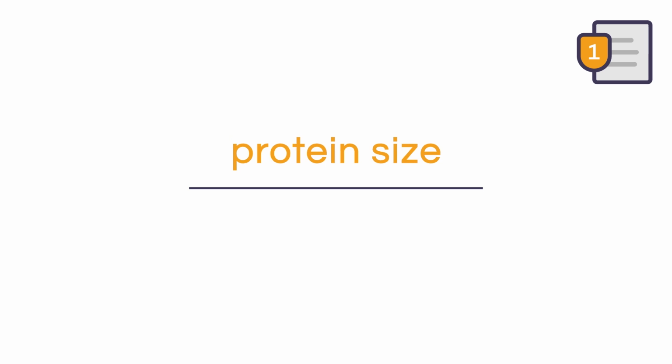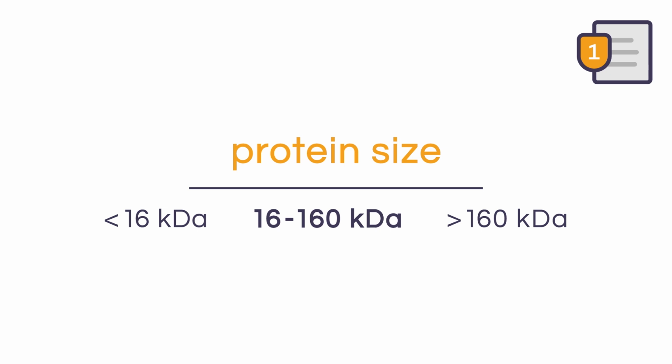Second item on our list is the protein size. If a protein is bigger than 16 kilodaltons and smaller than 160 kilodaltons, give or take a little bit, it's going to be easier to work with. That's because it's easier to isolate, and it's also easier to transfer when it's not too big or too small.